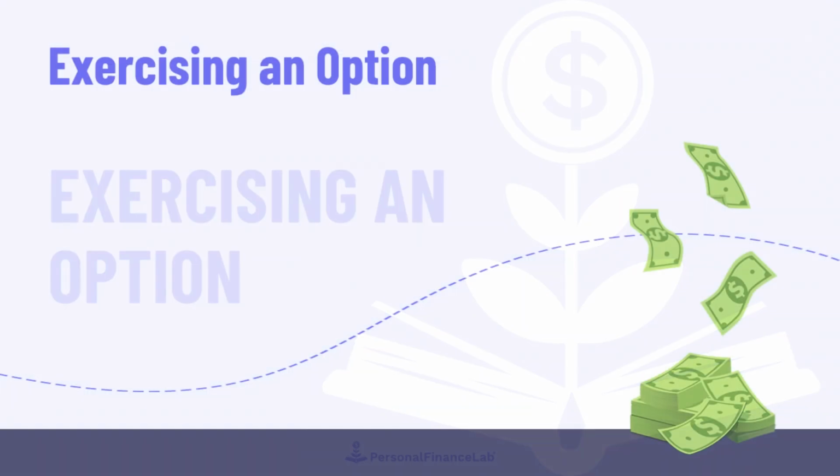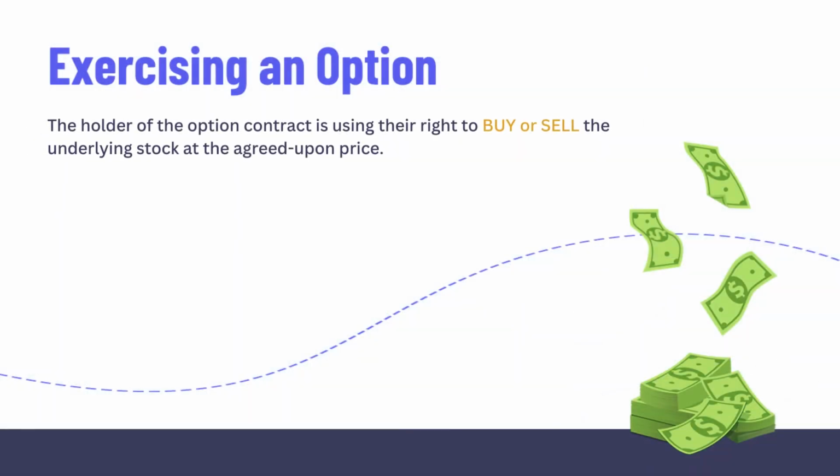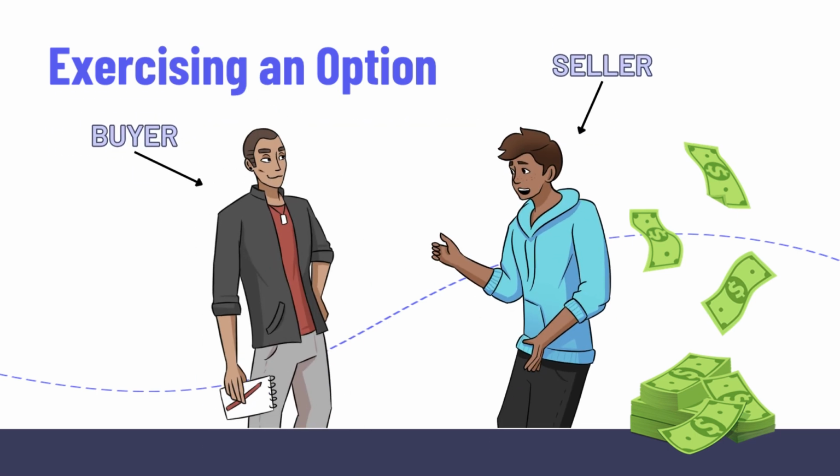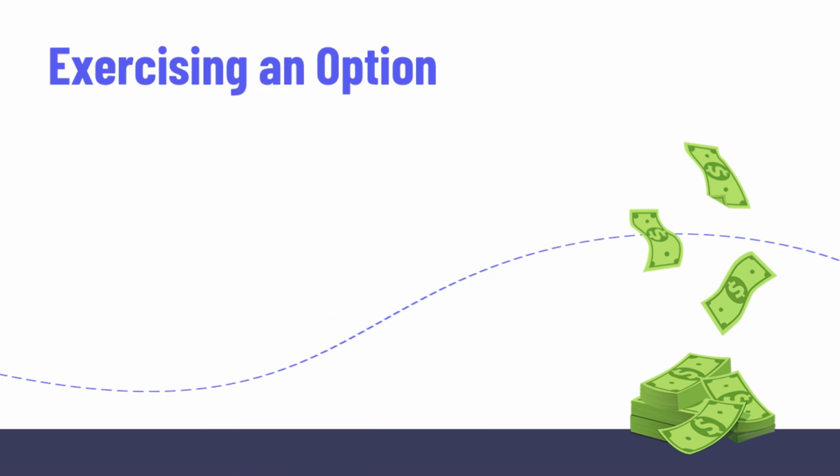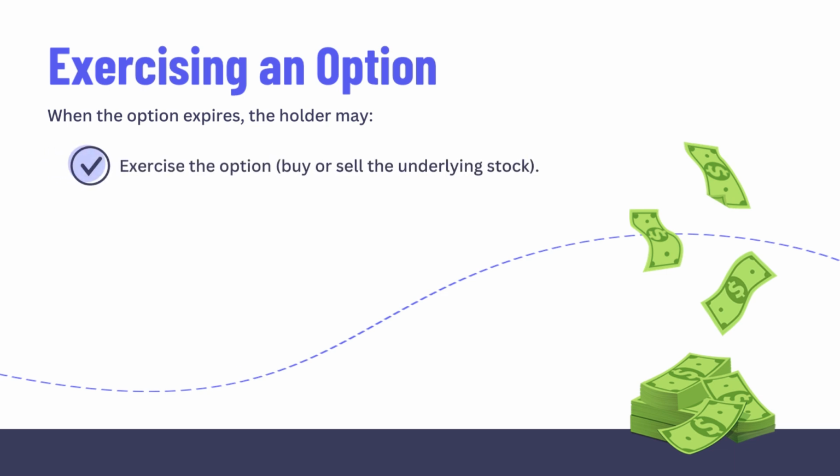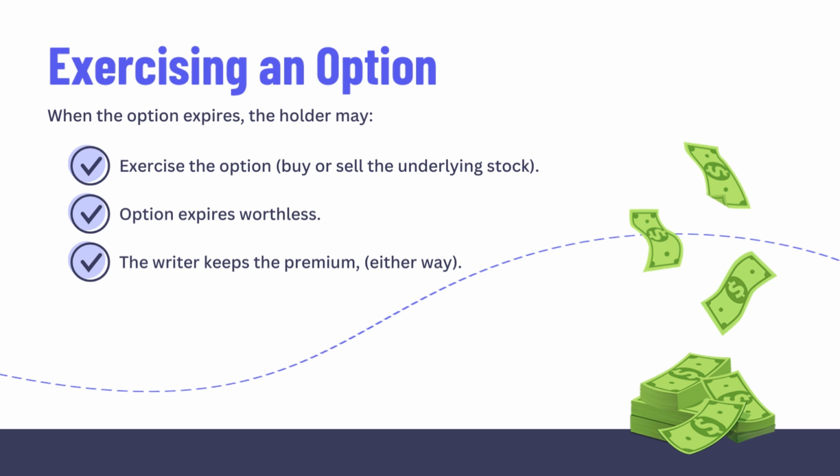Exercising an option means that the holder of the option contract is using their right to buy or sell the underlying stock at the agreed upon price. The seller must fulfill the terms of the contract upon receiving the notice. When the option expires, the holder of the option may exercise the option, or the option may expire worthless and the writer keeps the premium.